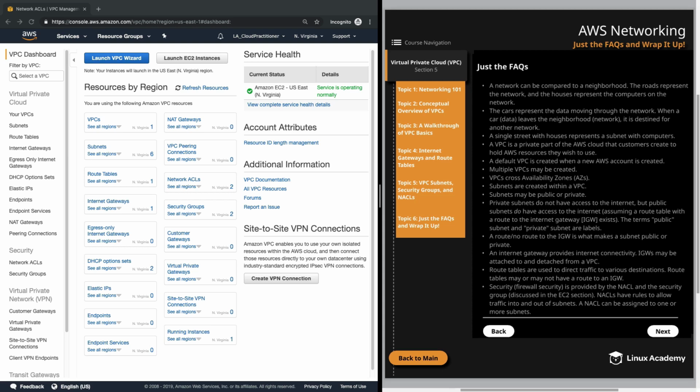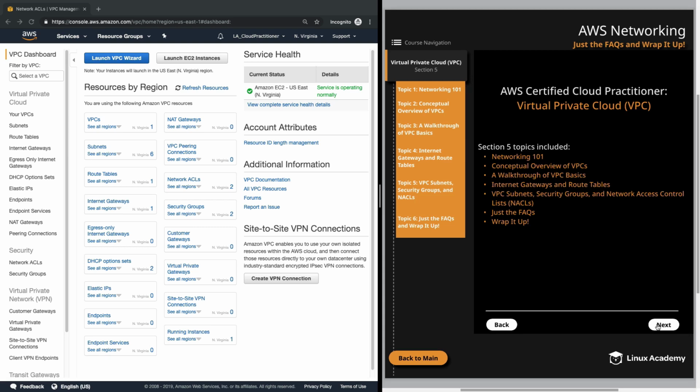Now, from a security perspective, network access control lists provide firewall type security. NACLs have rules that allow traffic into and out of subnets, and a NACL can be assigned to one or more subnets. So those are our key facts. If for some reason something that was mentioned here doesn't quite ring a bell, be sure to go back and take a look at the appropriate lessons. So that's going to do it for just the facts.